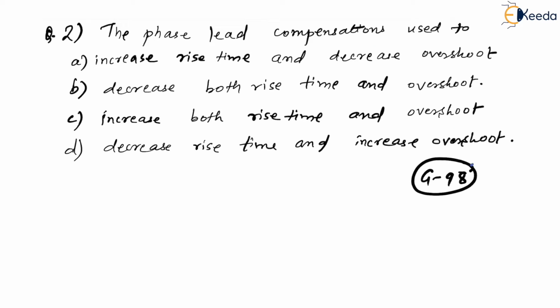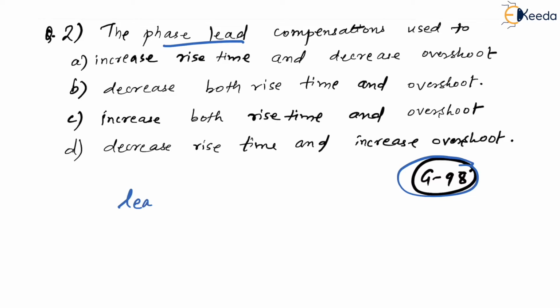It is a GATE 1998 question. The phase lead compensation is used to: increase rise time, decrease overshoot; decrease both rise time and overshoot; increase both rise time and overshoot; or decrease rise time and increase overshoot. Let us see.